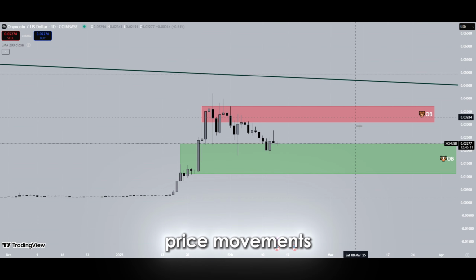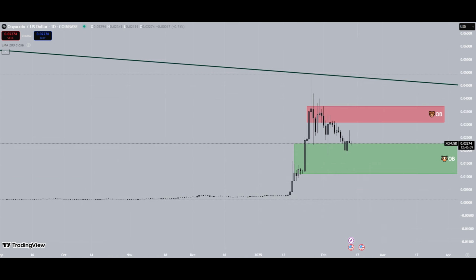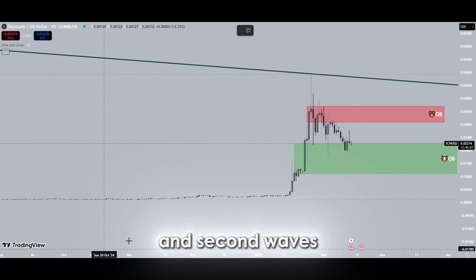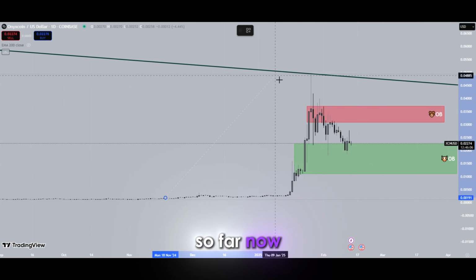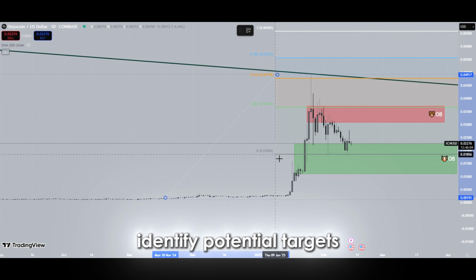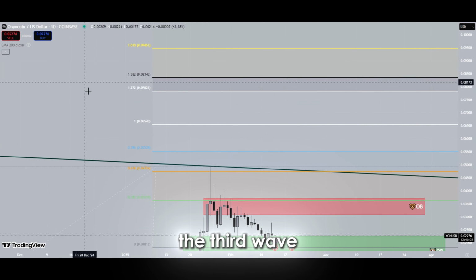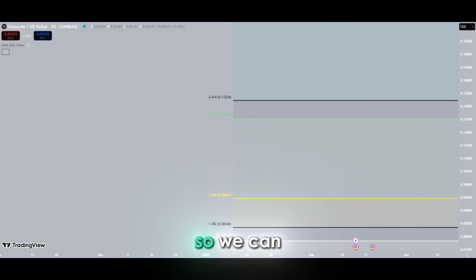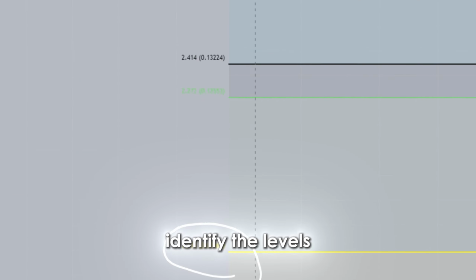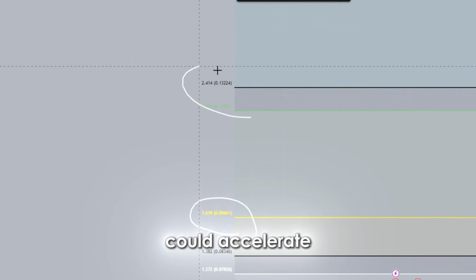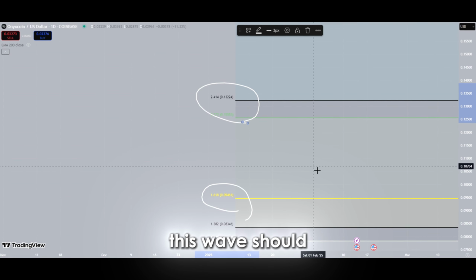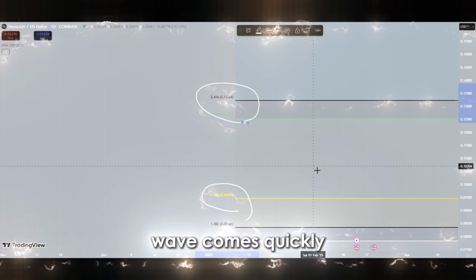When we analyze price movements according to the Elliott wave theory, we can see that the first and second waves have been completed so far. Now we need to identify potential targets for the third wave. The third wave is usually the strongest and biggest, so we can use Fibonacci to identify the levels where the uptrend could accelerate. The levels that this wave should at least reach are the Fibonacci levels that we show with the yellow and green lines. And the third wave comes quickly.